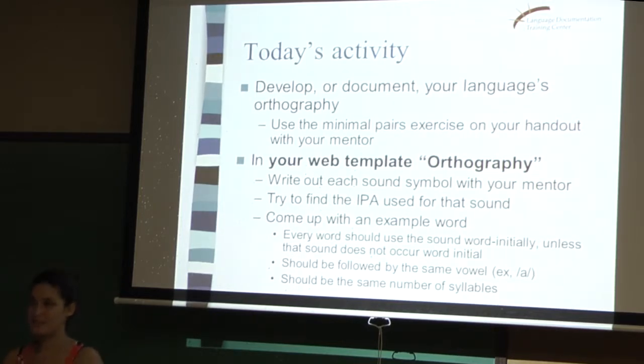So with your mentor, you'll start making the sounds. I'll get you an IPA chart as well to use. And then you're going to come up with an example word that has this sound. As often as you can, every word, when you're writing this out on your template, should use the sound word initially. But some sounds don't ever occur at the beginning of a word, so that's something to talk about. It should be followed by the same vowel, if you can. It doesn't matter what that vowel is, but you want it to be consistent. And it should have the same number of syllables, so we can easily compare the sounds in your language.